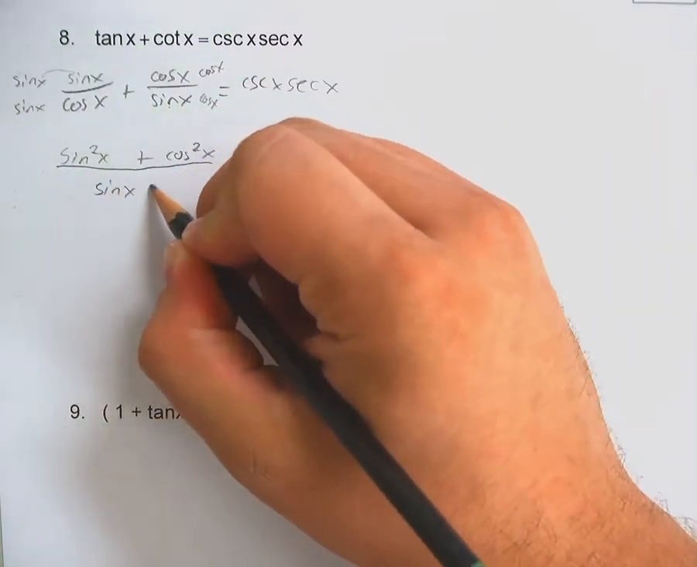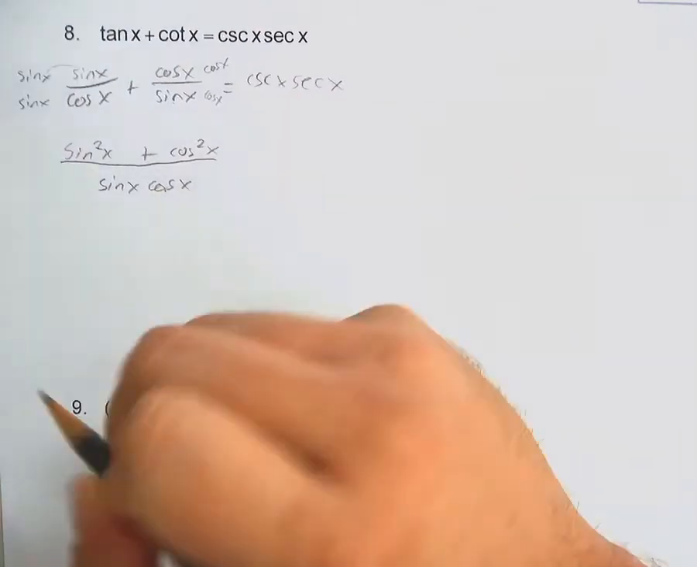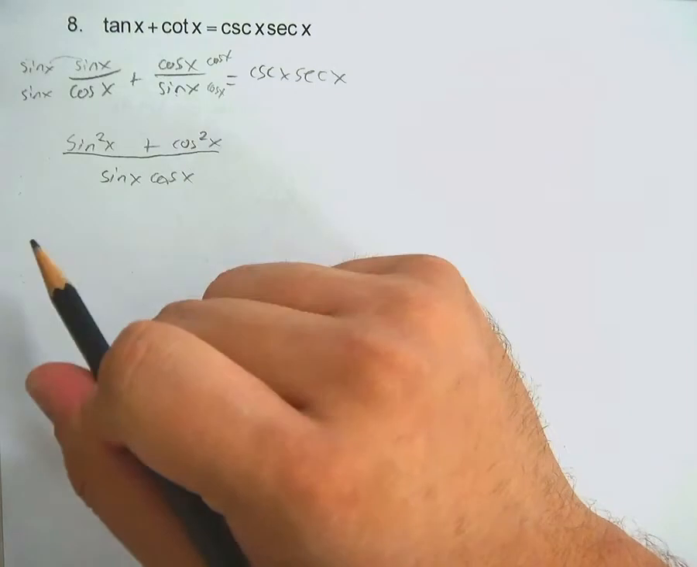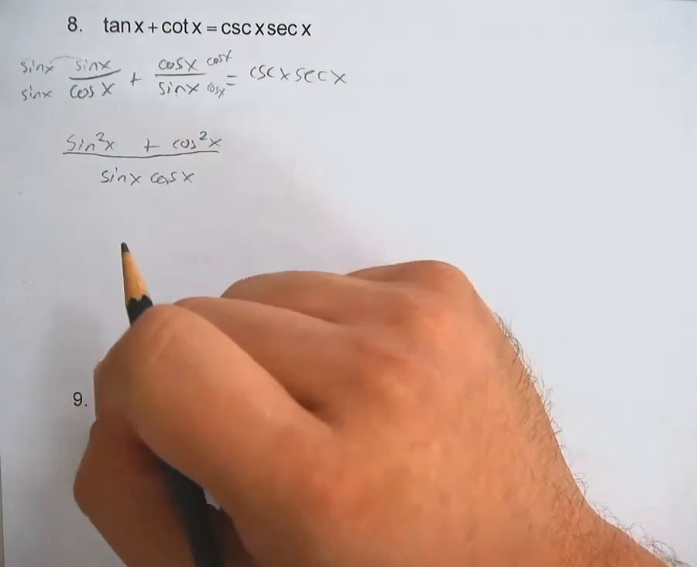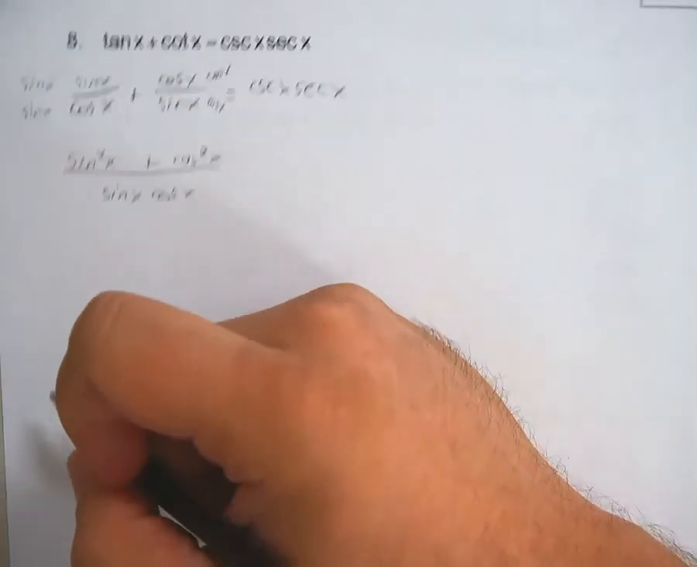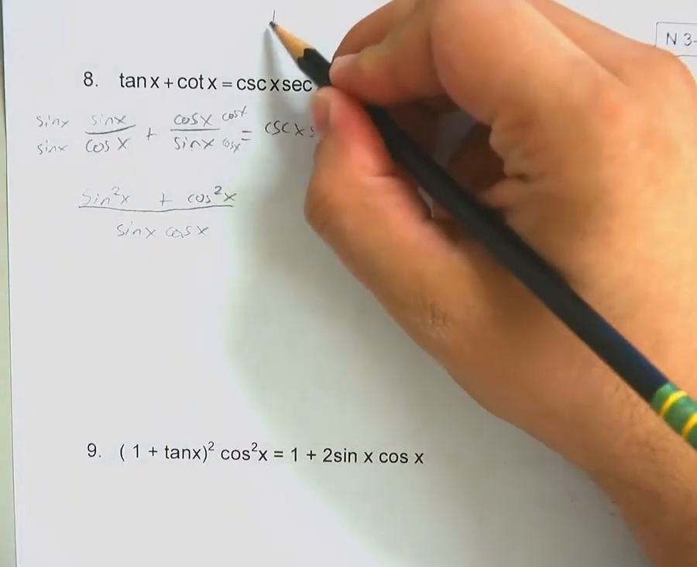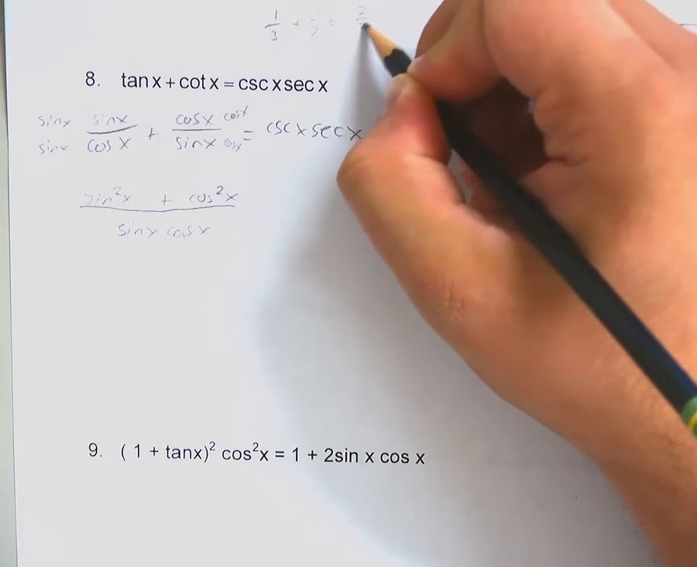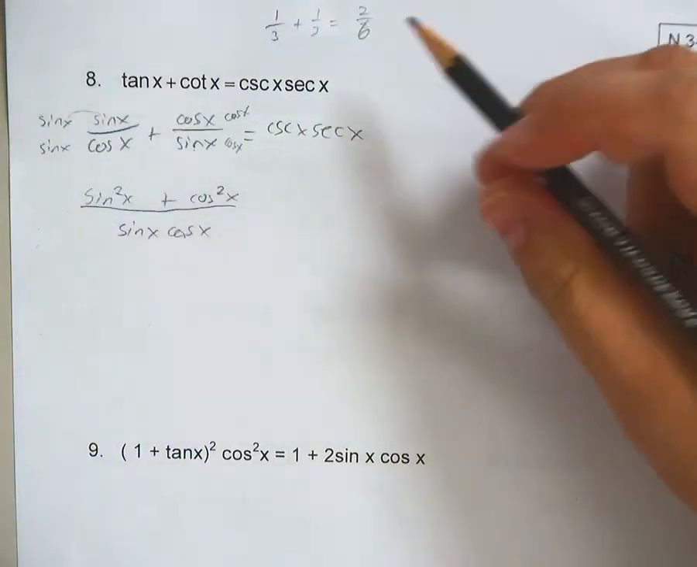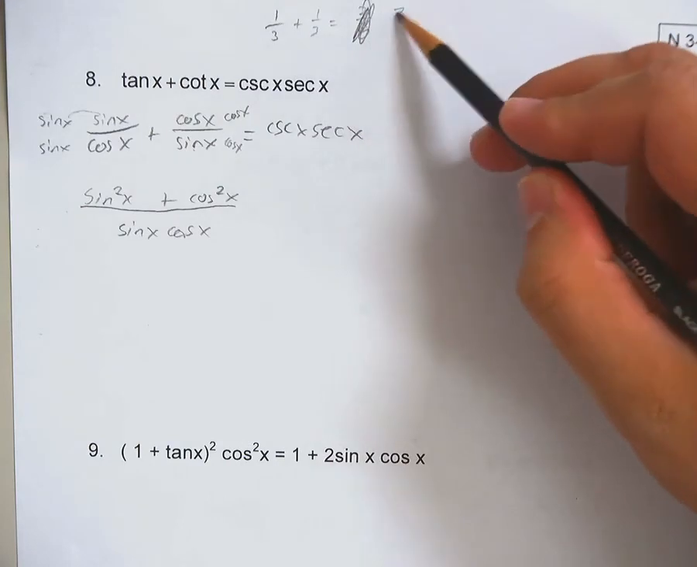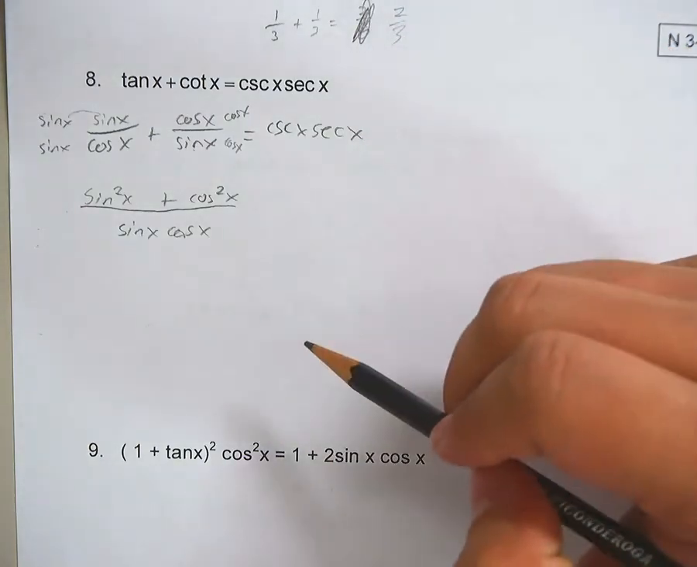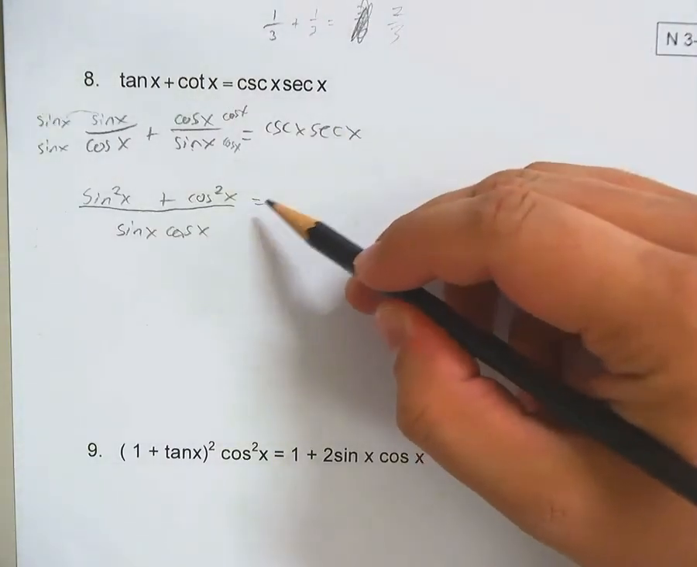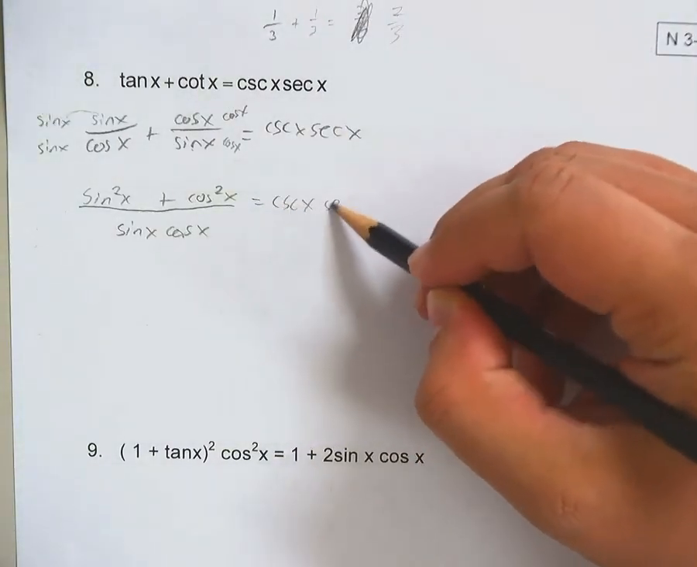Sine x cosine x. Now you may be saying, but Mr. Ballard, we added sine x plus sine x. Shouldn't that be 2 sine x cosine x? No. You know better than that. If I take 1/3 plus 1/3, that's not going to give me 2/6. You know that's not the case. 1/3 plus 1/3 is 2/3. You don't add denominators. You just put them all over themselves. Equals csc x sec x.